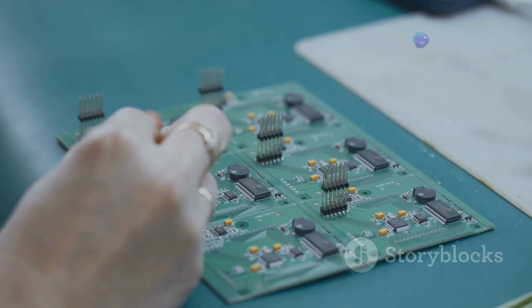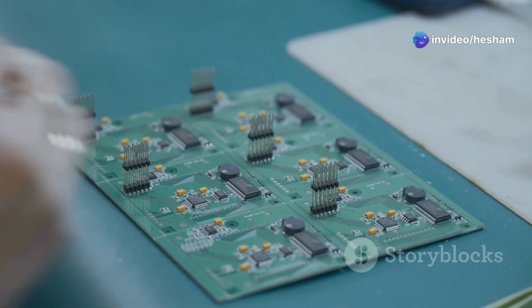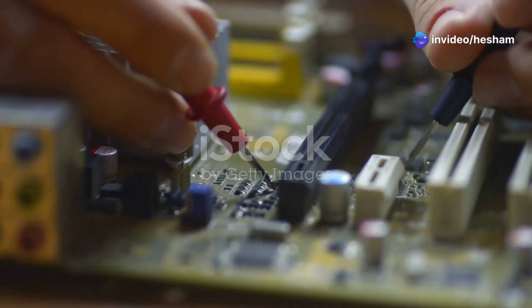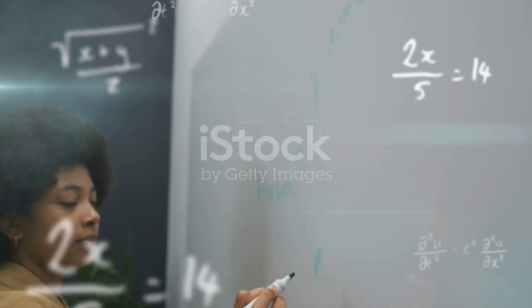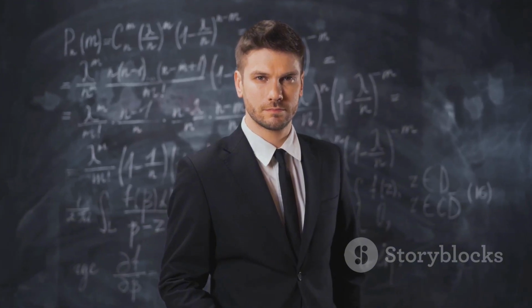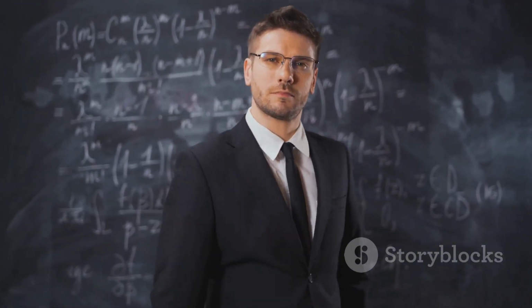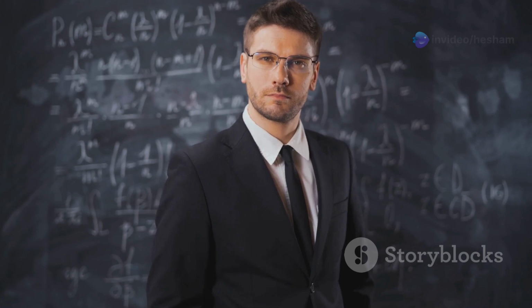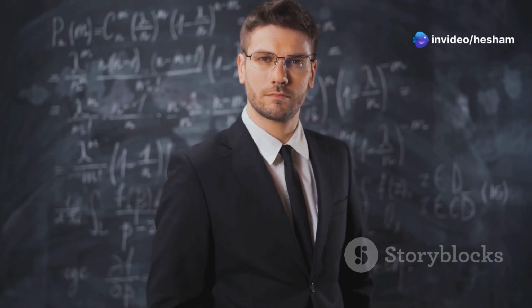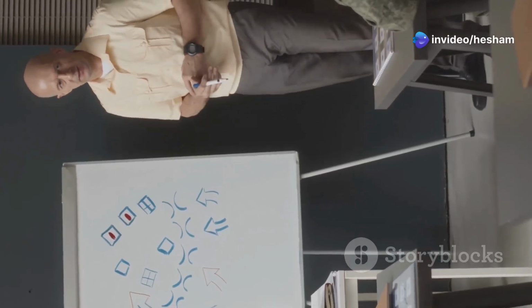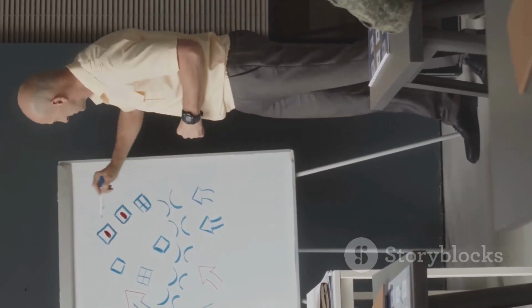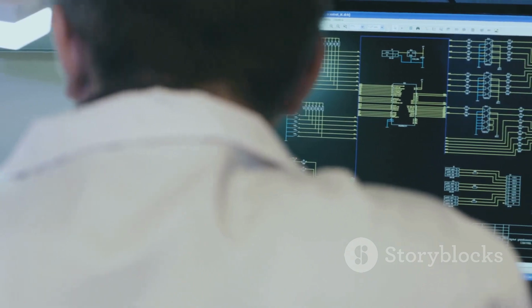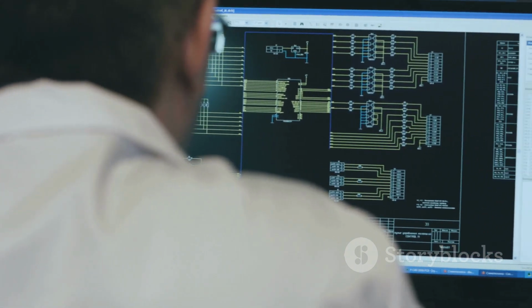Now imagine trying to design a complex circuit with hundreds or thousands of these gates. It would be a nightmare to keep track of everything. That's where Boolean algebra comes in. Named after the mathematician George Boole, this system of mathematics uses variables and operators to represent logic circuits. We use symbols like plus for OR, a dot for AND, and a bar over a variable for NOT. Boolean algebra provides a powerful way to simplify complex logic circuits.